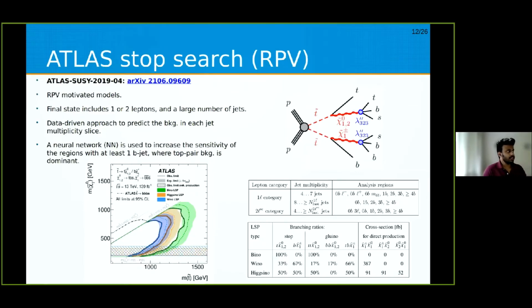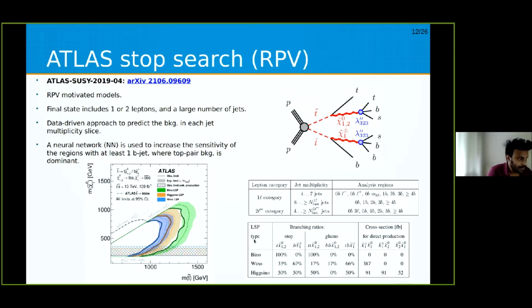Okay, coming to an ATLAS stop search. This is a search motivated by R parity violating models, where you have the stop decaying to a top and a chi10 or a chi20, and the stop can also decay to a chargino and a b. And since this is R parity violating, you can see you have only standard model particles in the final state. You can have top, bottom, and s, or you can have 2b and s in case of the chargino.